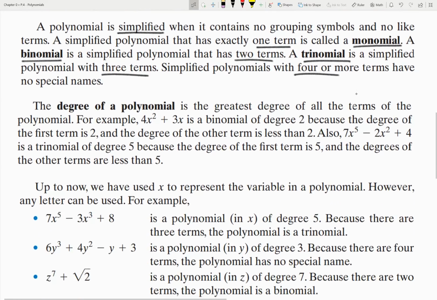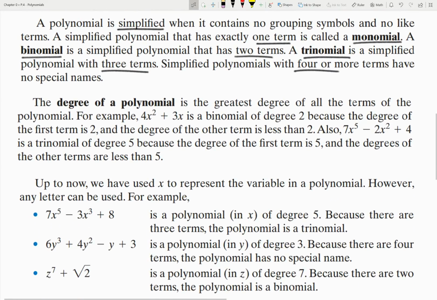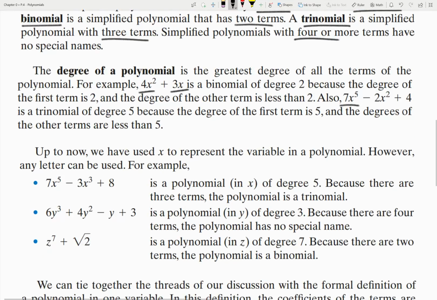The degree of the polynomial is, like we said before, the greatest degree of all the terms of the polynomial. So while this term has a degree 2 and this term has a degree 1, we would say that that is a binomial of degree 2, because that is the biggest degree in the entire polynomial. The degree of the other term is less than 2. And here, the degree of this polynomial would be 5 because that is the largest exponent.